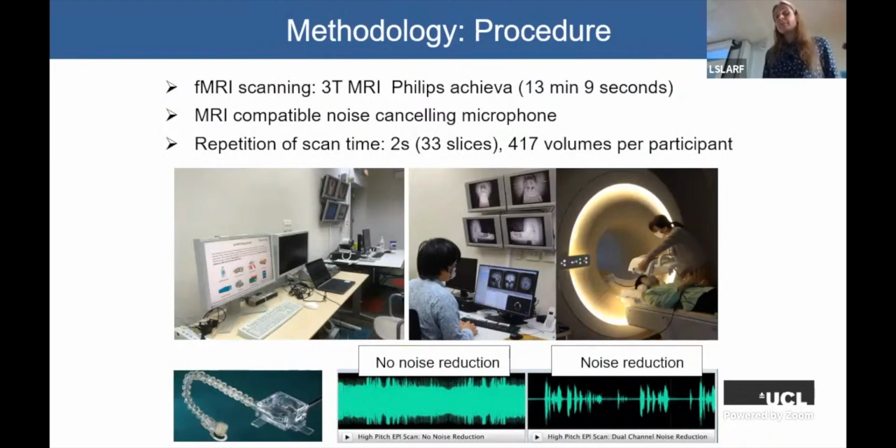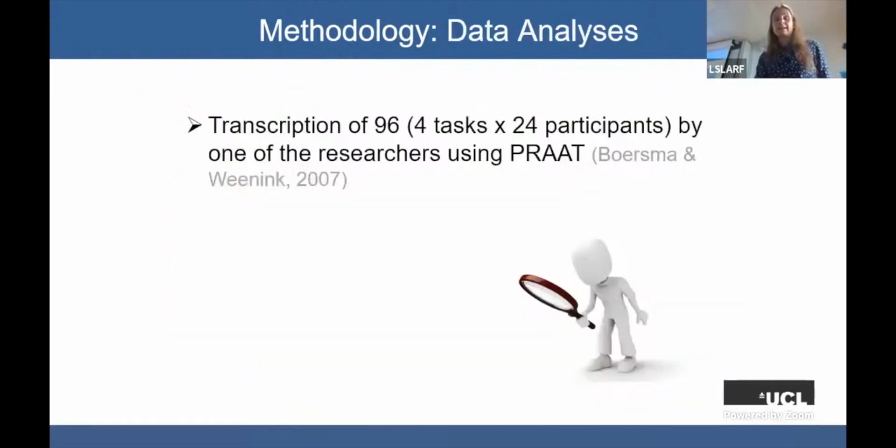The scans were repeated every 2 seconds, and in those 2 seconds, 53 slices of the brain were taken, and that resulted in 14 to 17 volumes per second. Then, once we had this data, we transcribed the task performances. We had 4 tasks, remember, and we had 24 participants, so it led to 98 task performances.